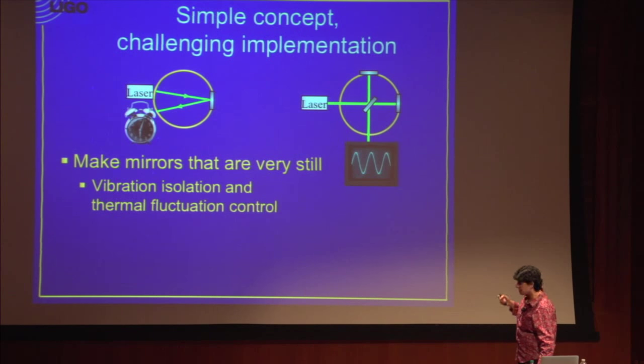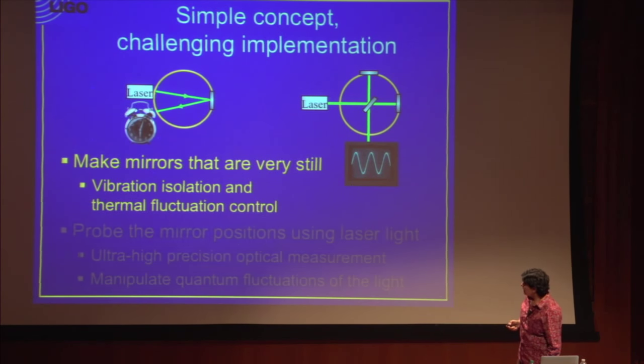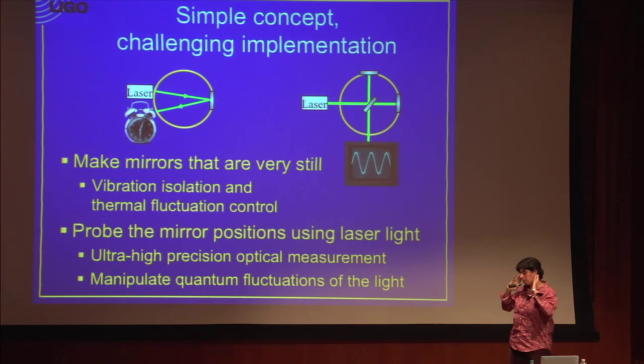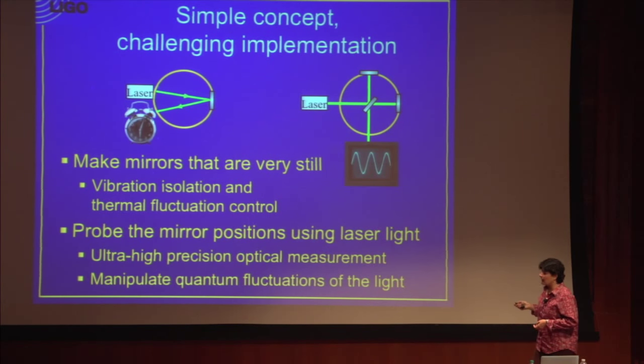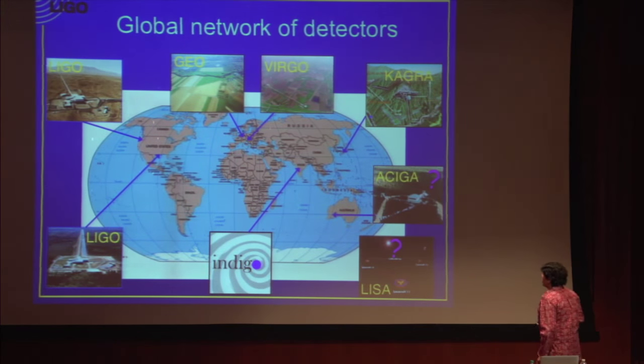So you have to do a lot of vibration isolation and thermal fluctuation control. Now, it's kind of useless if you made this perfectly still mirror, so pristinely still, if you don't have a means of measuring those tiny motions. And therein enters the laser light. The laser light, you can think of, is our meter stick. It's the wavelength of the laser that we reference as the gradations on our ruler for measuring these small motions. And therein enters Einstein's second nemesis, which is that the quantization of the light and the quantum fluctuations of the electromagnetic vacuum are going to come bite us in a while. Okay? Okay, so there's a global network of detectors.